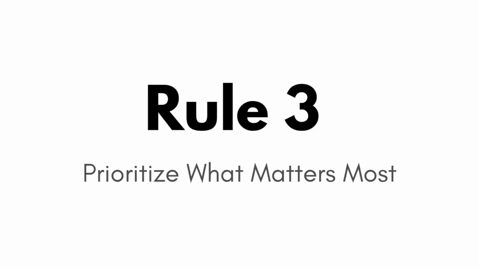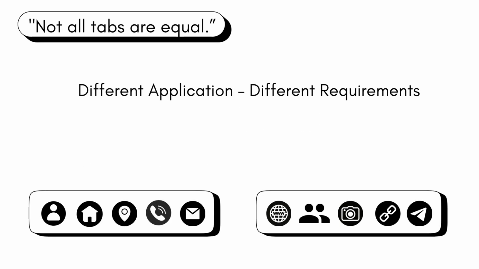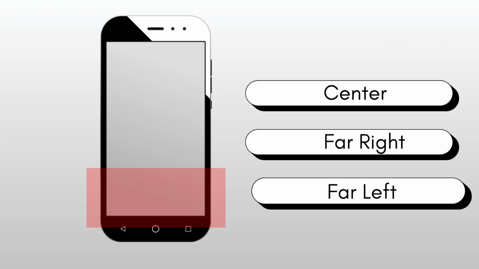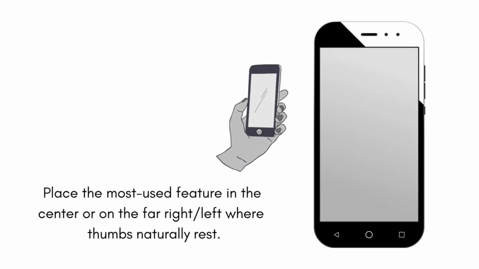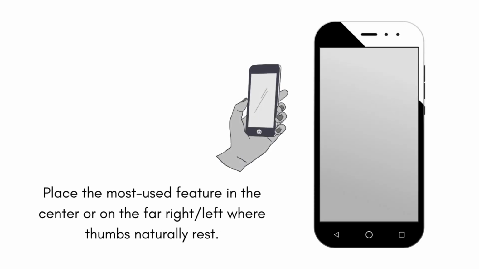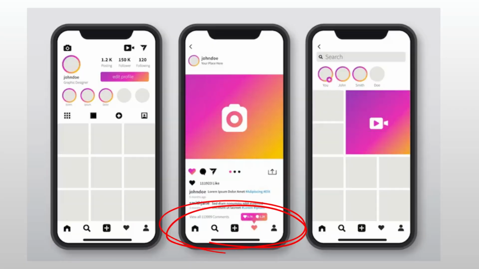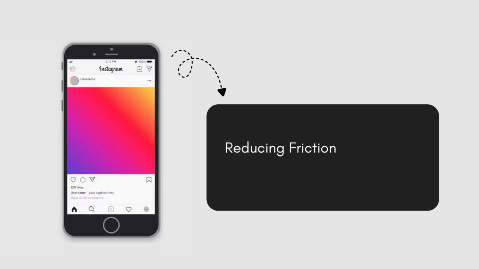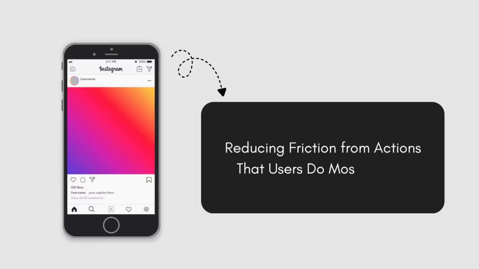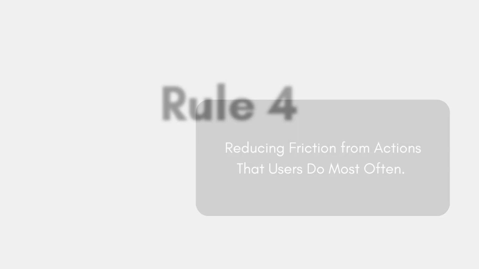Third rule is prioritize what matters most. Not all tabs are equal. Place the most used feature in the center or in the far right or left corner of the phone, usually where the thumb reaches first. For example, Instagram puts the plus button for creating a post right in the middle. This isn't random, it's about reducing friction for the actions users do most often.